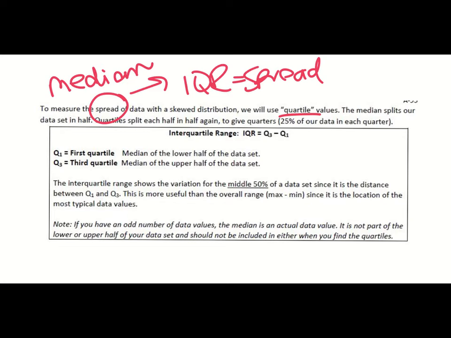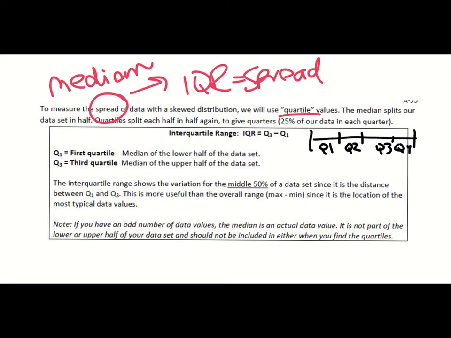Your median splits our data set in half. Quartile splits them in half again, to give you quarters, 25% of our data in each quarter. So your interquartile range is quartile 3 minus quartile 1. Here's quartile 1, quartile 2, quartile 3, quartile 4.